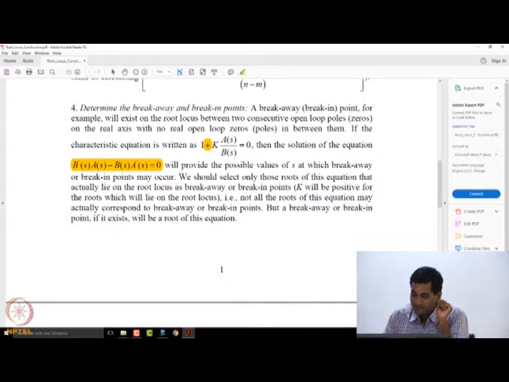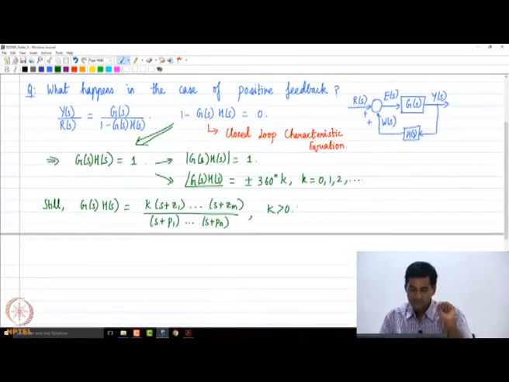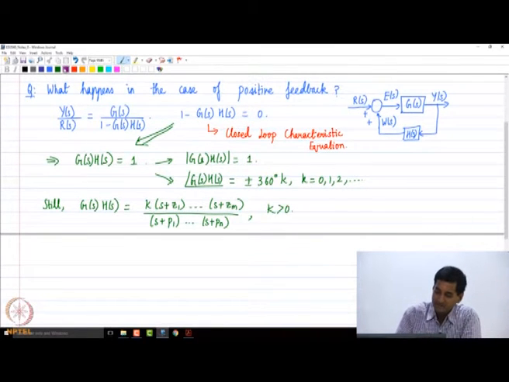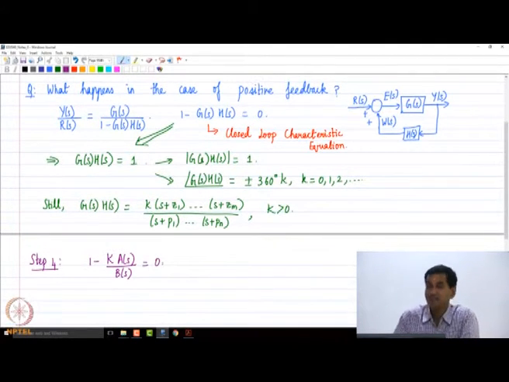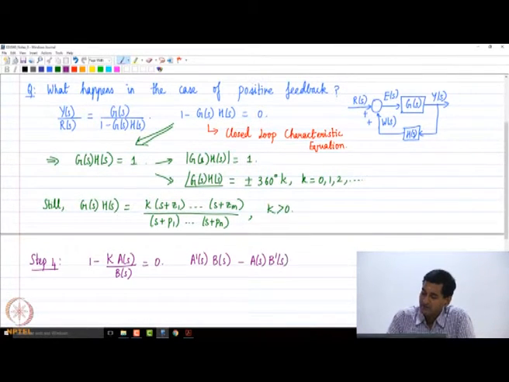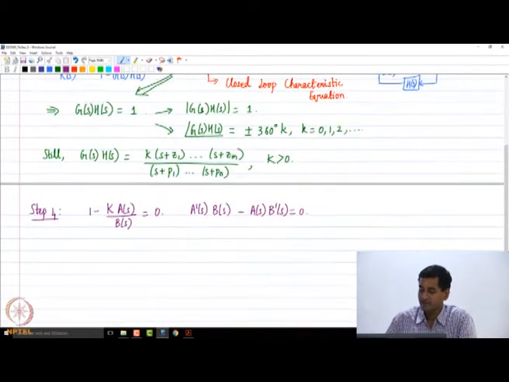Why? Let me write it down here in the journal notes file. So, please note that in step 4, the closed loop characteristic equation would be this, with negative feedback, because that is going to be 1 minus g of s h of s equals 0. So, the condition for finding the breakaway point remains the same, potential breakaway or break-in points remain the same as before.